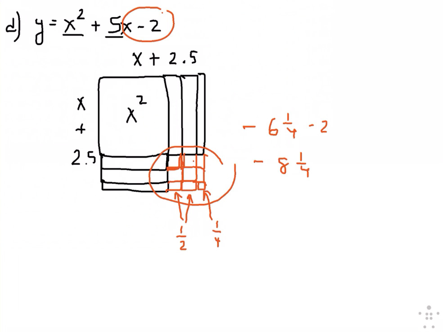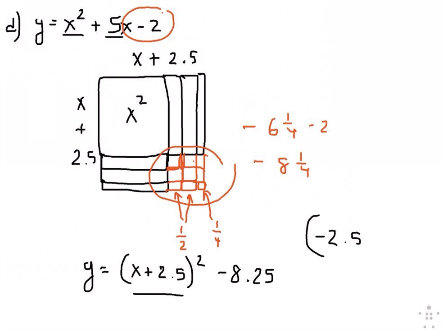So my equation now is y equals x plus 2.5 squared minus 8 1/4, or 8.25. Whichever way you want to write it. So the vertex now is at negative 2.5, remember, because it's x minus h, so minus negative 2.5, and plus k, plus a negative 8.25, so negative 8.25. So we have found the vertex when it doesn't come out as nice integers.